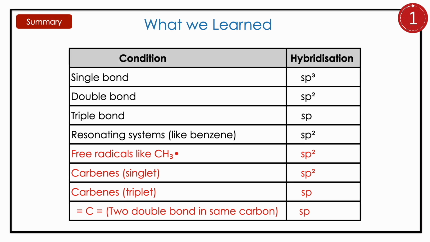Now we summarize what we learned. Just look at the bond, find the hybridization. Single bond means sp3 hybridization, double bond means sp2, triple bond means sp, resonating structure like benzene means sp2, radicals mean sp2, singlet carbene means sp2 carbon, triplet carbene means sp carbon. Carbon connected with two double bonds means sp carbon. Better memorize this table. Use it as reference.